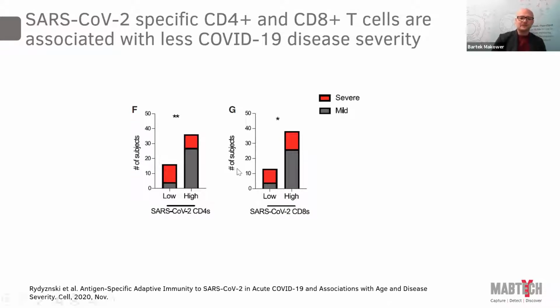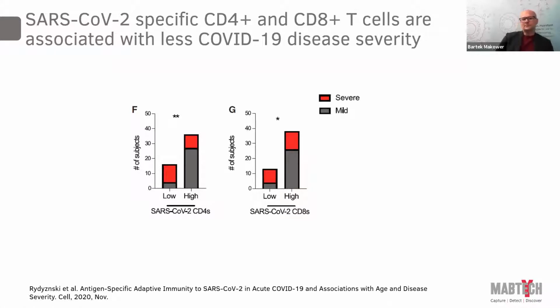So on the left, we have CD4, SARS-CoV-2 specific CD4s. And we can see that if you have a low frequency of response, there's more severe disease in red in those patients, and a high response, much less severe disease, and the same pattern for CD8 cells. So this is just to say that T cells are probably quite important in COVID.